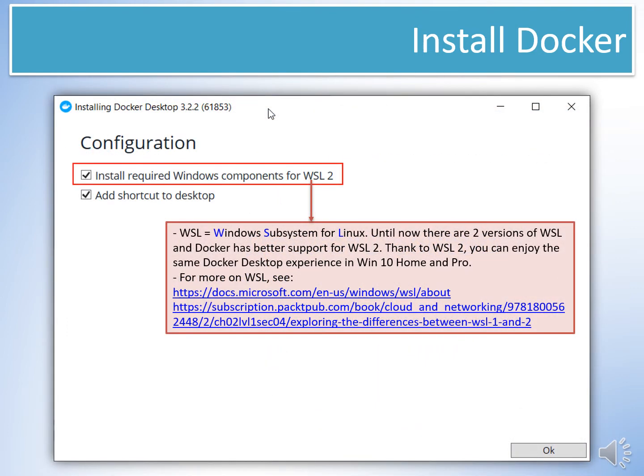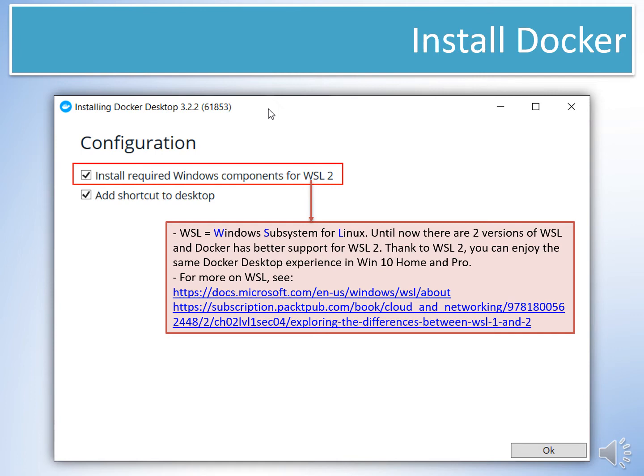After the download has completed, let it run. Because I use the Windows version, the first screen I see is something like this. It is important that you check Install Required Windows Components for WSL2. WSL is a new feature in Windows 10, which makes it possible to embed a Linux OS inside Windows.